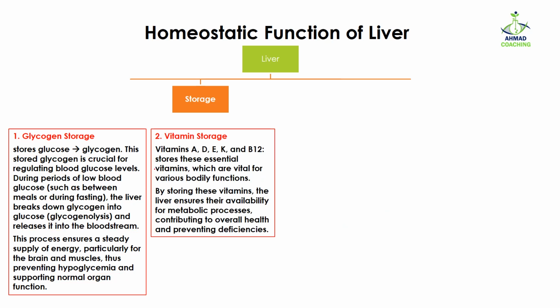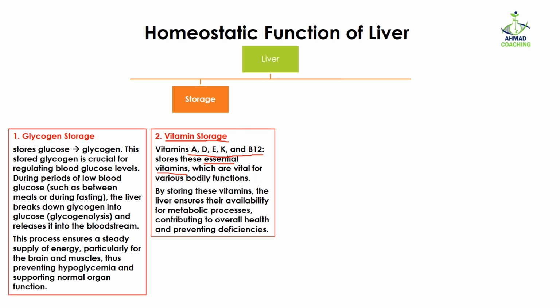The second function is vitamin storage. The liver stores vitamins A, D, E, K, and B12, which are essential vitamins. Essential vitamins are the vitamins which are required by the body but cannot be prepared by the body itself. So these vitamins should be included in your diet. That is why they are called essential vitamins.